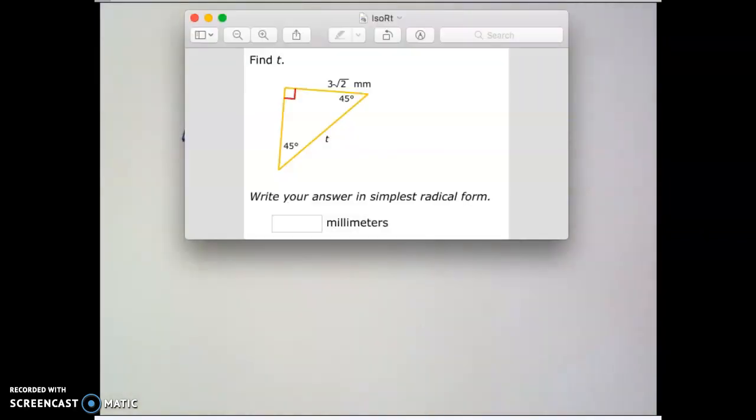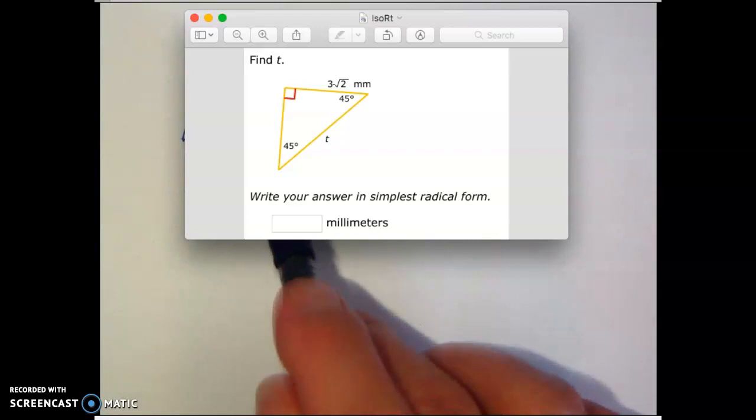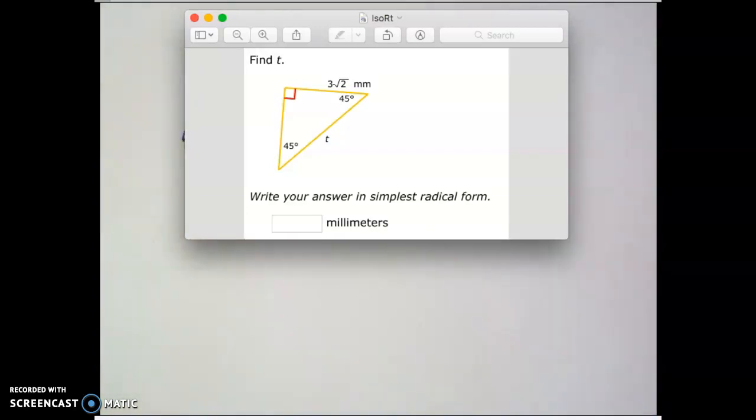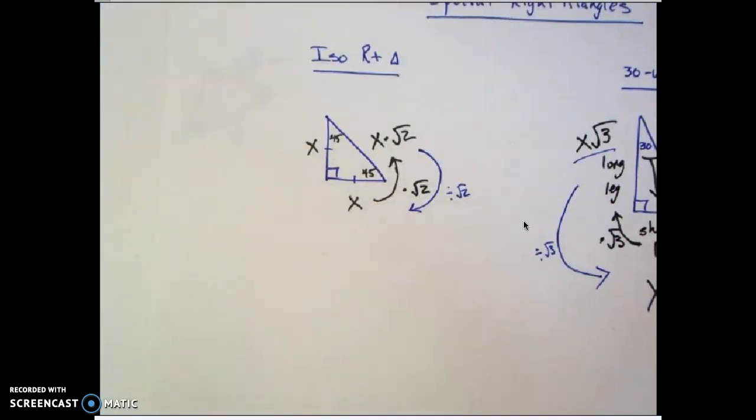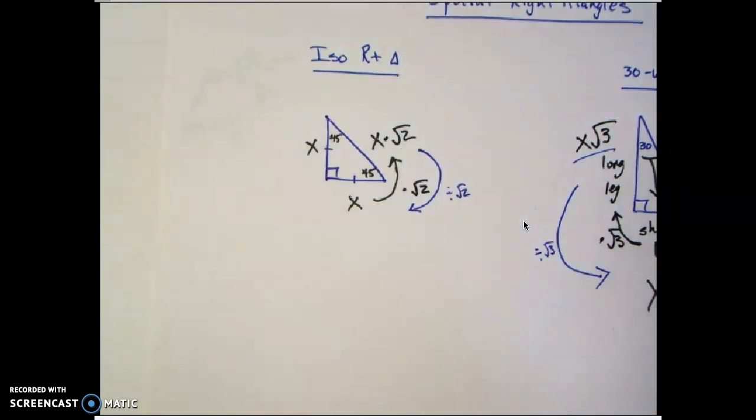In this example, we're working with an isosceles right triangle. We know it's an isosceles right because we've got a right angle, and these two angles are congruent, meaning that these two sides are congruent, making it an isosceles right triangle. So I'm going to use my shortcut. Hey, I know for an isosceles right triangle, if I know the leg, I can multiply by square root of 2 to find the hypotenuse.